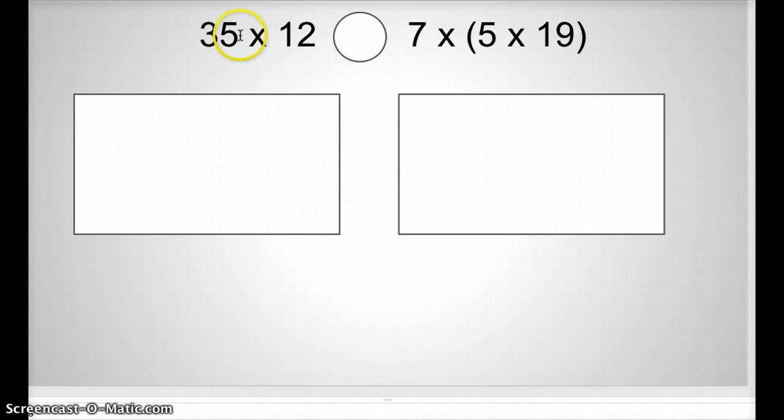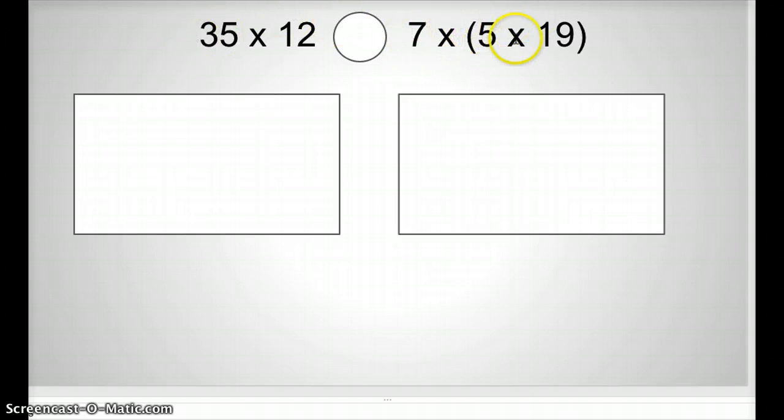So we look at 35 times 12, and we look at 7 times 5 times 19. Well, we're going to leave this 35 times 12. Anytime you see only two digits or it's all in standard form, you are going to leave that one alone. What you want to do is, in your head, try to find: is there any numbers I can combine over here to get a number that's over here? So I think to myself, well, 7 times 5 is 35. Well, look at that. That's a number I can get.